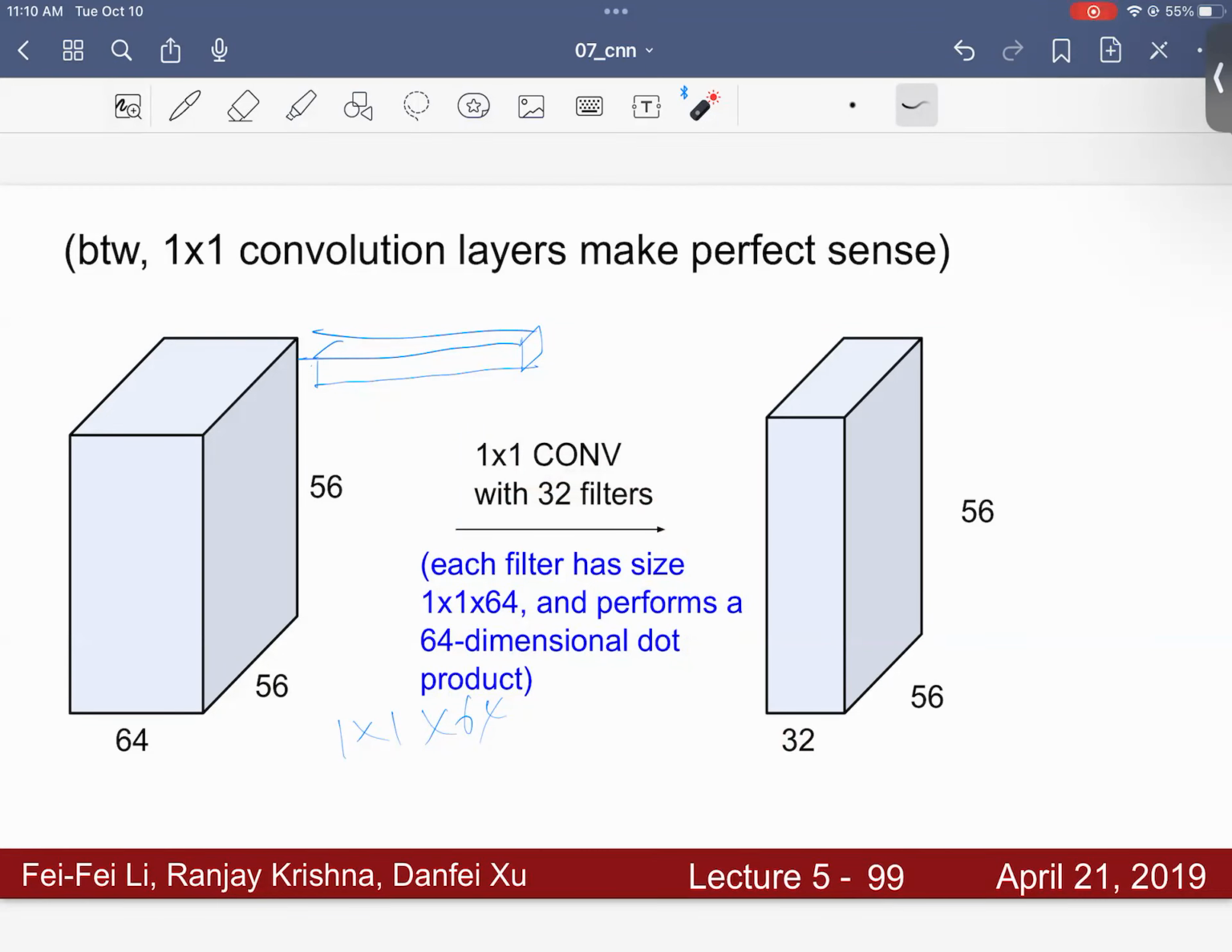Question: how do we decide what kind of filters to use? Actually, we use 3x3 mostly. Like we don't use 5x5 or 7x7. We mostly stick to 3x3.